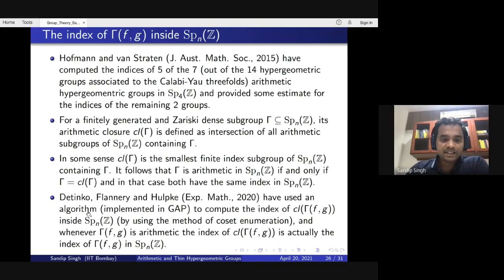Very recently, Detinko, Flannery, and Hulpke again used an algorithm implemented in GAP to compute the index of the arithmetic closure of gamma f,g inside Sp(n, Z) by using the method of coset enumeration. Whenever gamma f,g is arithmetic, the index of this arithmetic closure is actually the index of the hypergeometric group inside Sp(n, Z).